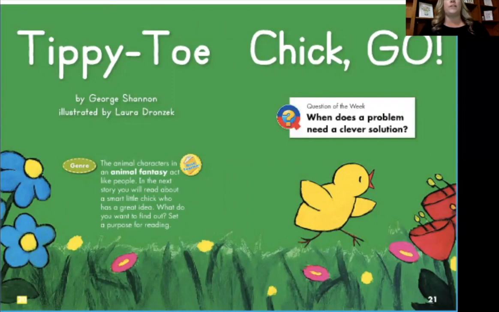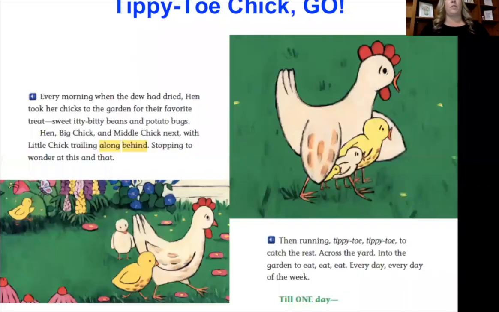This story is an animal fantasy. In an animal fantasy, animals act like people by doing things like talking or wearing clothes. We are going to read about a smart little chick who has a great idea. Let's set a purpose for reading. What do the hen and chicks do every day?